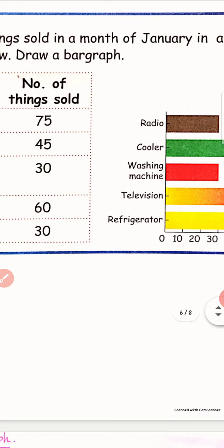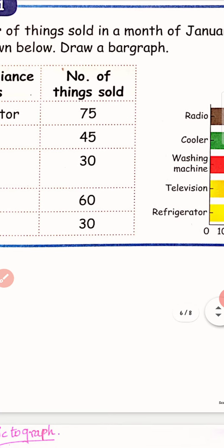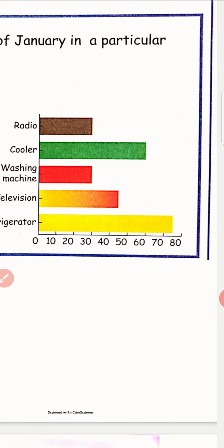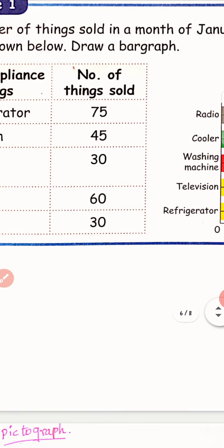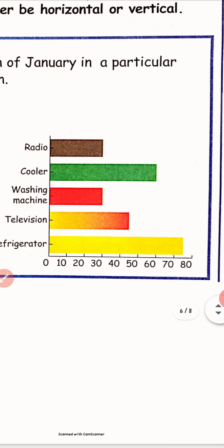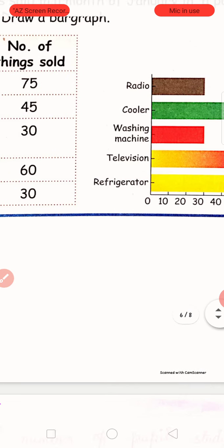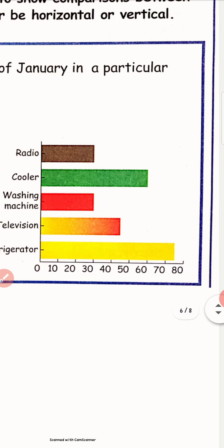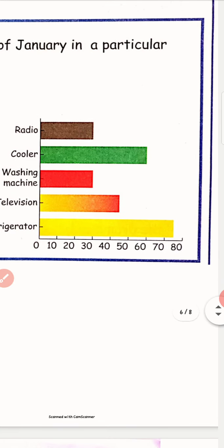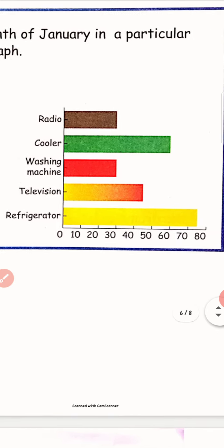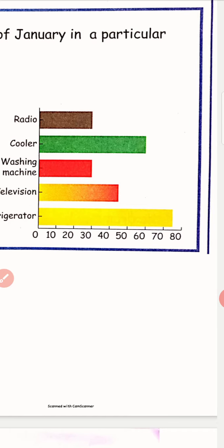The next one, washing machine, 30. The next one, cooler, 60, you draw the bar for 60. Then radio, 30, you draw the bar for 30. So this is the bar graph diagram. With the given data, you draw the bar graph.